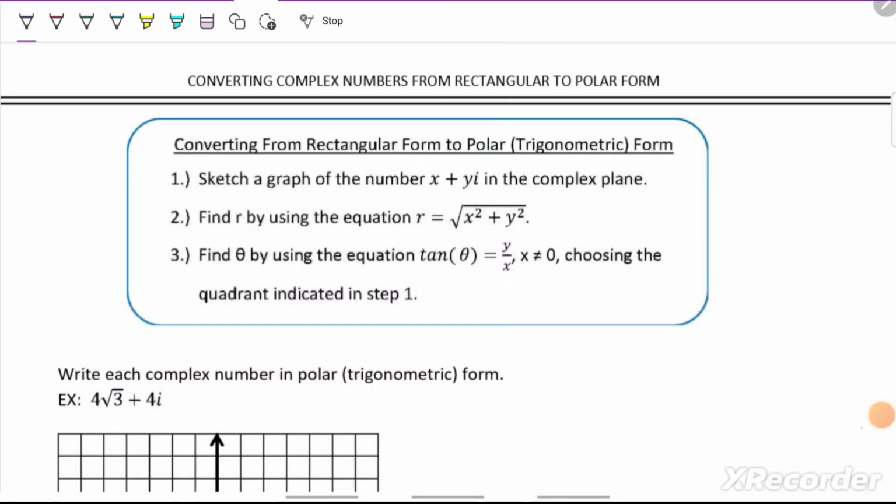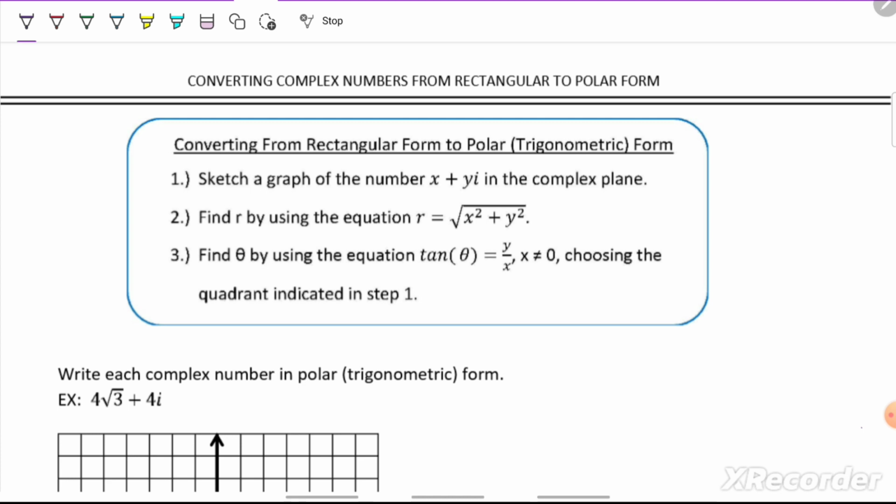In this video, we'll be converting complex numbers from rectangular to polar form. Our steps for converting from rectangular form to polar form is to start by sketching a graph of the number x plus yi in the complex plane.